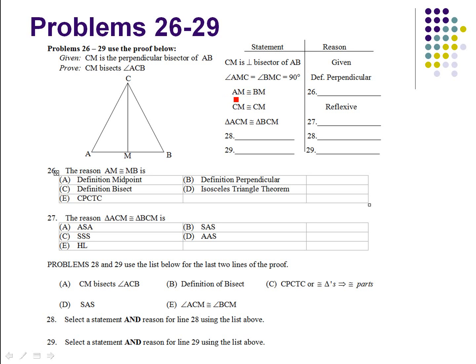Then they asked you, why is AM congruent to BM? Well, if we bisect, these two pieces are going to be equal. This comes straight from the definition of bisect. So the reason for 26 would have been C. For 27, we want to figure out why triangle ACM is congruent to triangle BCM. Well, fill in the information we have. That's from the definition of bisect. This is from our right angles. This is from reflexive. I've got side, angle, side.